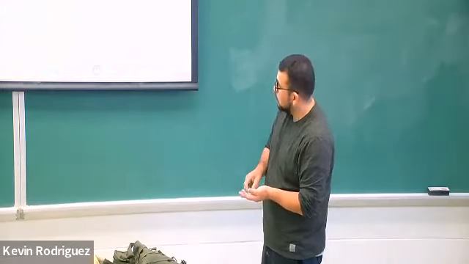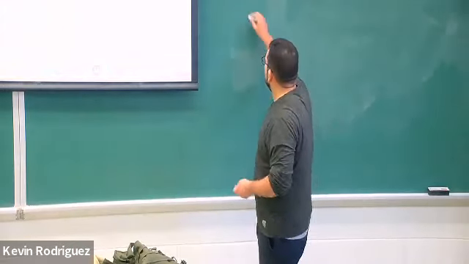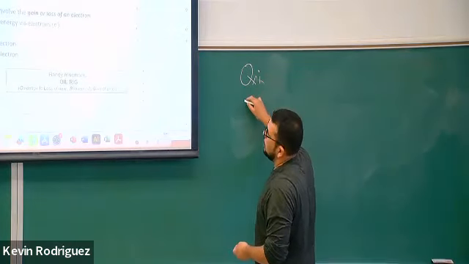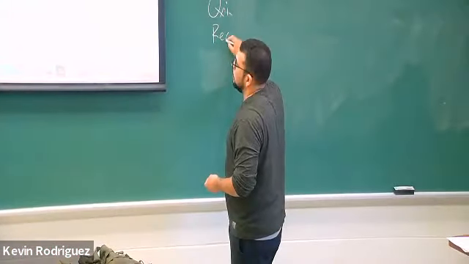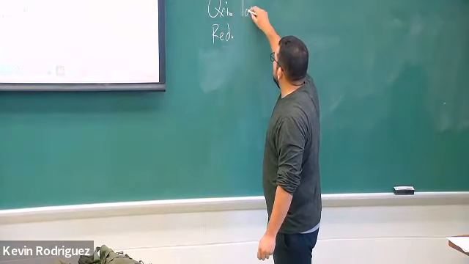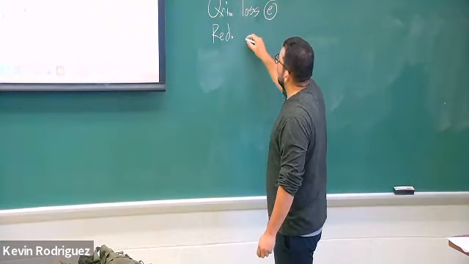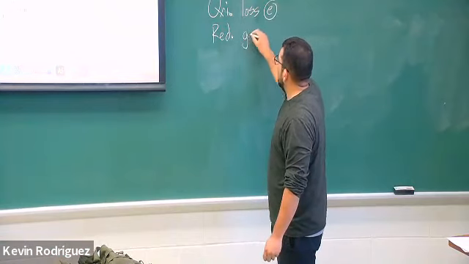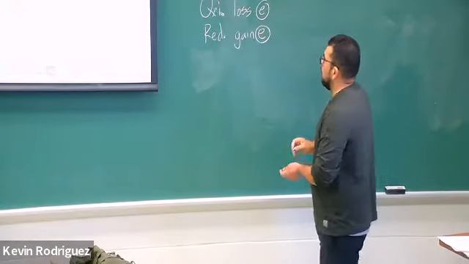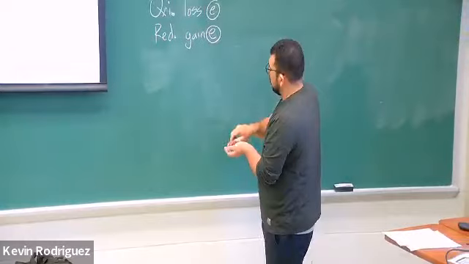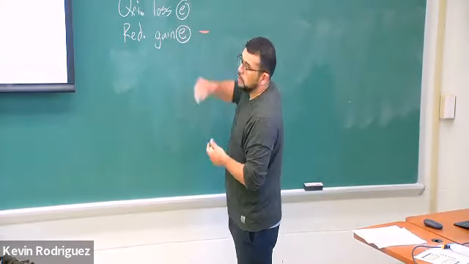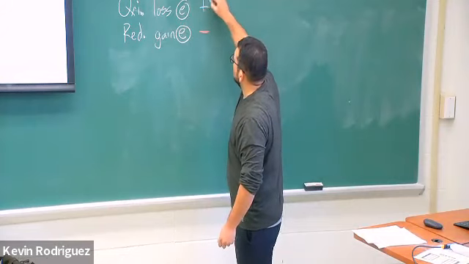Here, we're going to talk about oxidation, and we have our reduction. Oxidation means loss of an electron, and for reduction, you're gaining an electron. So at the end of the day, when you gain an electron, you become negatively charged. When you lose an electron, you become positively charged.